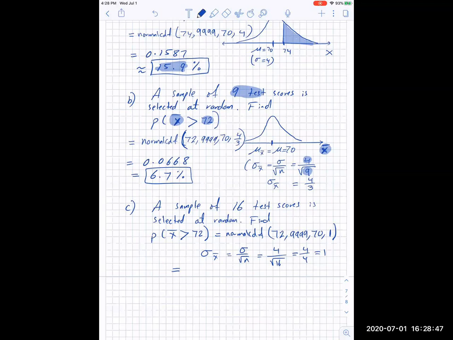Normal CDF, 72, 999, 70, and then this is 1. Enter. Get 0.0227, or actually 8, and that means 2.3%.